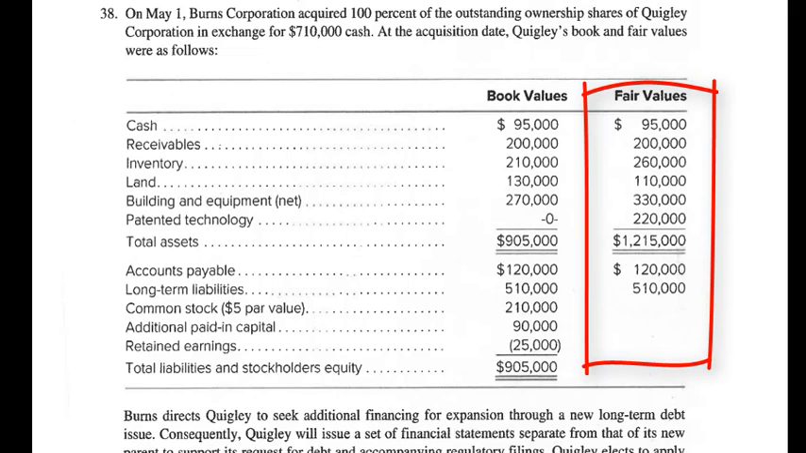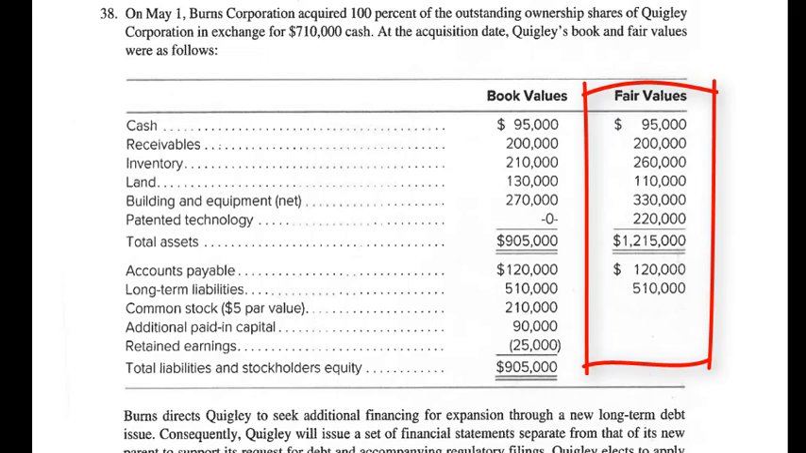So for cash, there's no difference there. So you go on the balance sheet, cash 95. Receivables, no difference. Receivables 200. On a balance sheet, Quigley would now report inventory at 260. Land would be lowered to 110. Buildings and equipment report at 330. Patented technology, which wasn't even on the balance sheet originally, will now be on Quigley's balance sheet at $220,000. Accounts payable don't have a difference. If there was a difference, you would use the fair value. Same with long-term liabilities, but there is no difference. They stay at $510,000.